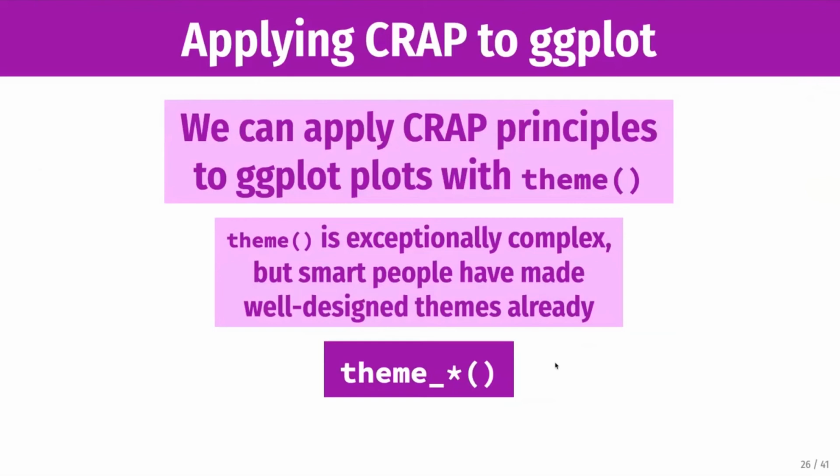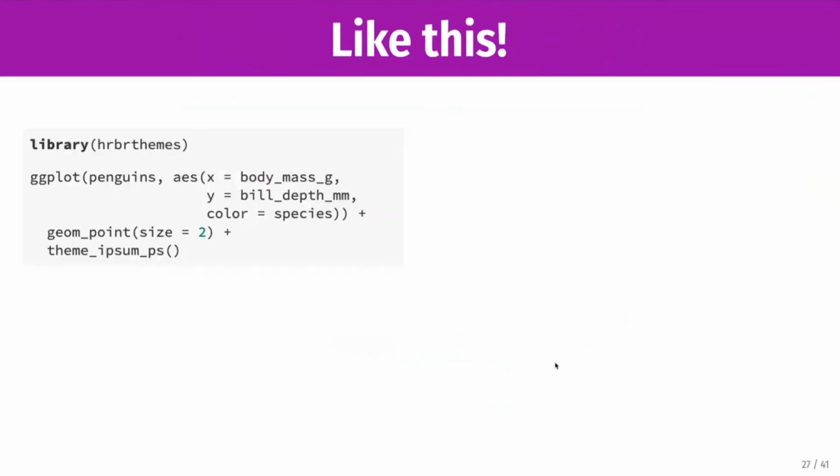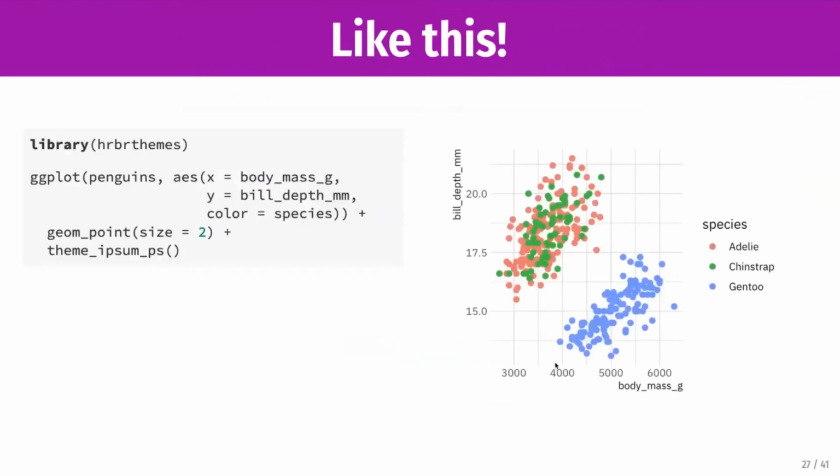The only issue with theme is that it is the most complex function in all of R. It has 94 or 95 possible arguments that you can feed to it. And nobody has them memorized. Not even the author of ggplot knows every single thing in there and remembers every single thing in there. It is impossible. So what smart people have done is make pre-made themes that already have a whole bunch of good, sensible presets.